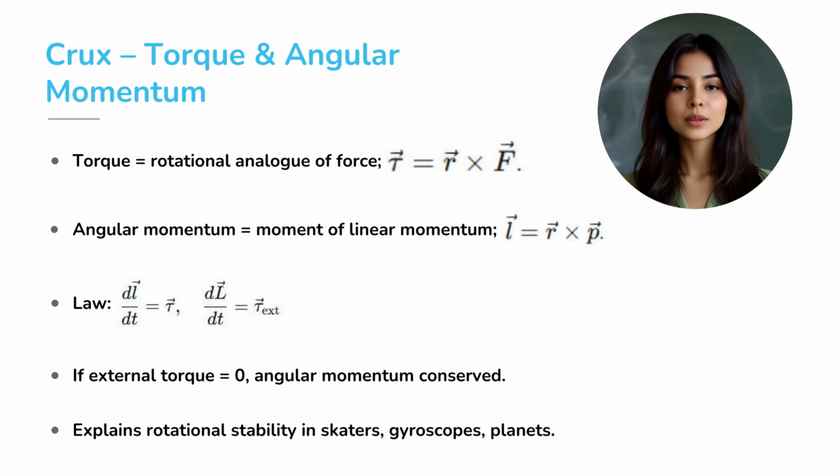So to wrap it up, torque is the rotational analogue of force, defined as r cross F. Angular momentum is the rotational analogue of linear momentum, defined as r cross p. Their link is captured in the law dL by dt equals tau, or for systems, dL by dt equals external torque. If external torque is zero, angular momentum is conserved, explaining the spins of skaters, the stability of gyroscopes, and the motion of planets around the Sun.